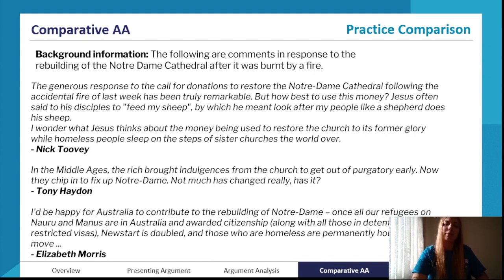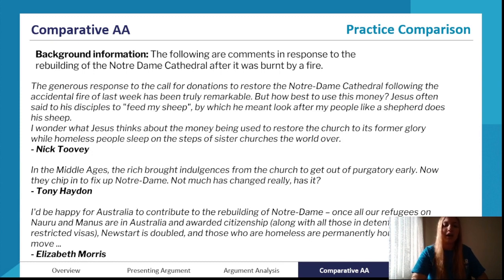Tuvi says the generous response to the call for donations to restore the Notre Dame Cathedral following the accidental fire of last week has been truly remarkable. But how best to use this money? Jesus often said to his disciples to feed my sheep, by which he meant look after my people like a shepherd does his sheep. I wonder what Jesus thinks about the money being used to restore the church to its former glory while homeless people sleep on the steps of sister churches the world over.